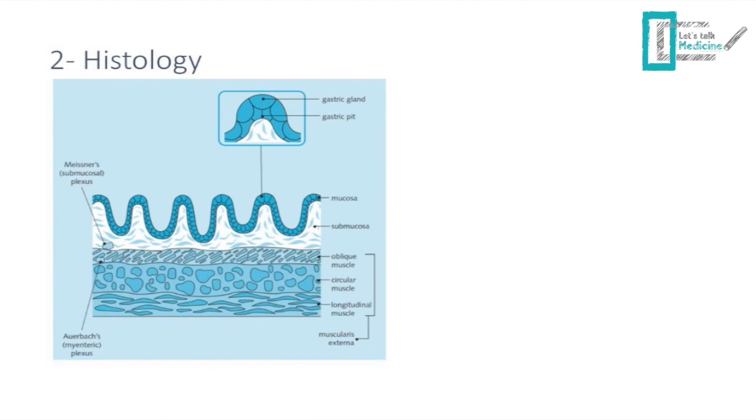Okay, so starting with the histology. The histology of the GI tract is divided into 4 different layers throughout the GI tract: the mucosa, the submucosa, the muscularis externa, and another layer here called the serosa. So these are the 4 different layers. The layer that we are interested in is the mucosa. So the mucosa, as you can see in this slide, is actually in the stomach. This is why it has these folds.